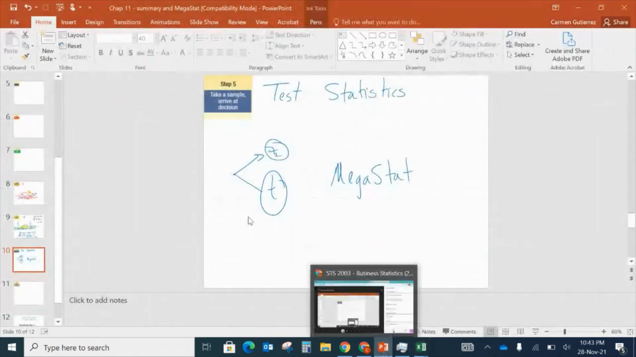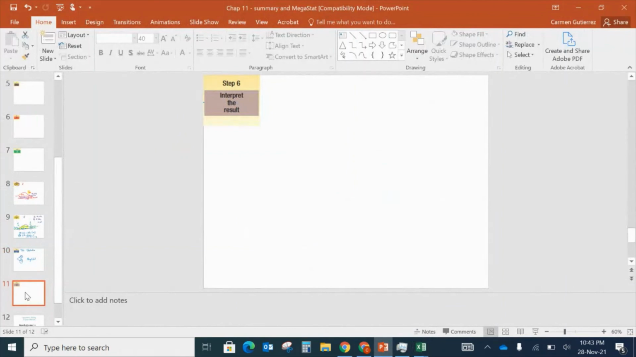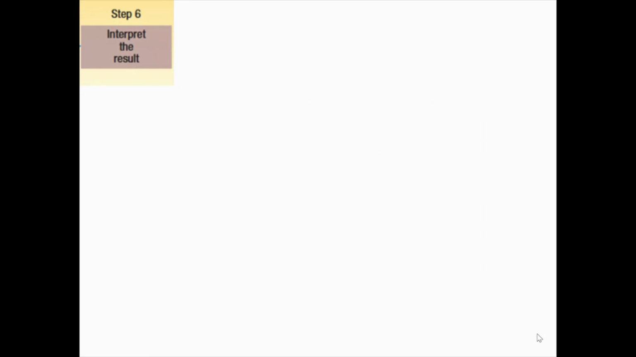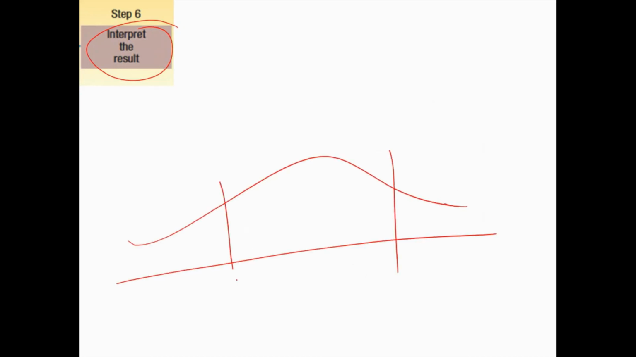The last step is, what are you doing? Are you going to reject or not reject H0? Accordingly, you just need to write one sentence, whether you are in the do not reject zone, and what does that mean, or if you're in one of the reject zones, in one of the tails, if you are rejecting, what does that mean? So this is just putting in one sentence what the results of the test are.